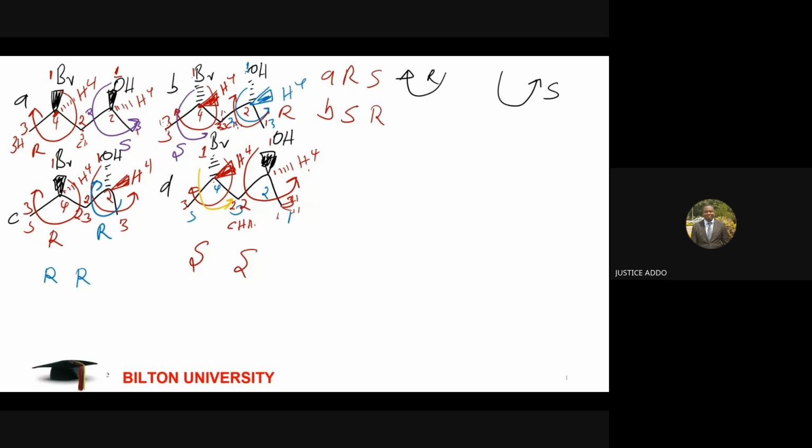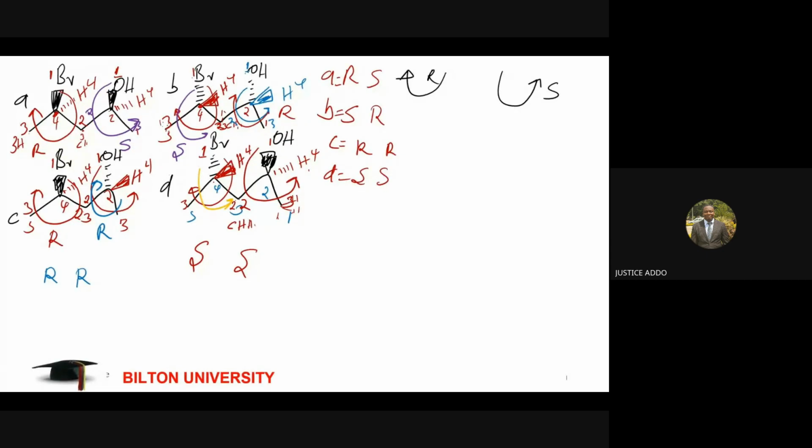So now how many do we have? In C, so let's just write them properly. So this was A, this is C, this is B, this is C. So in C we have R, and in D we have SS. Let's look at them properly. We are seeing that the maximum stereoisomers that you can have here are 4. Let's prove it.